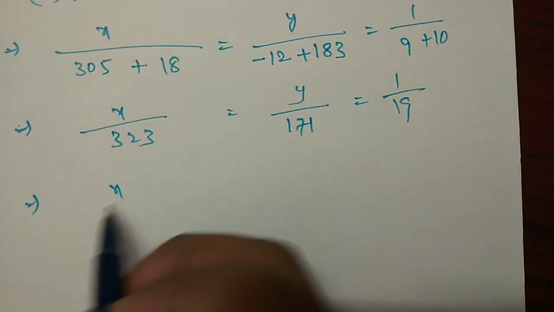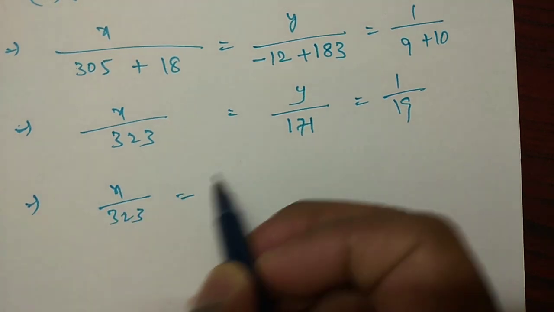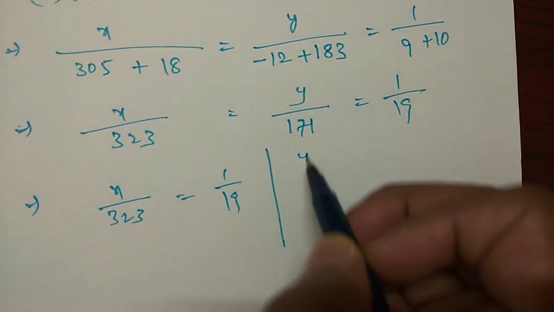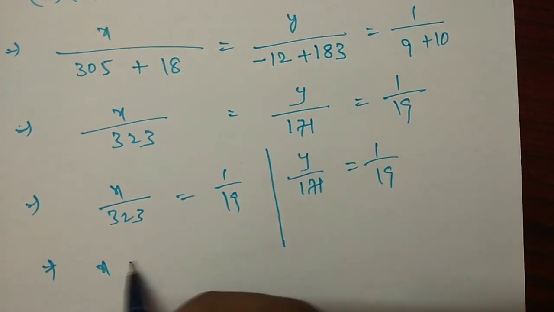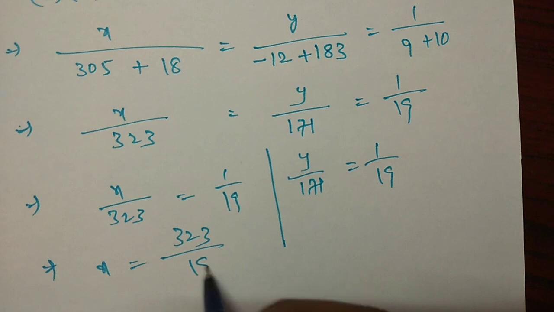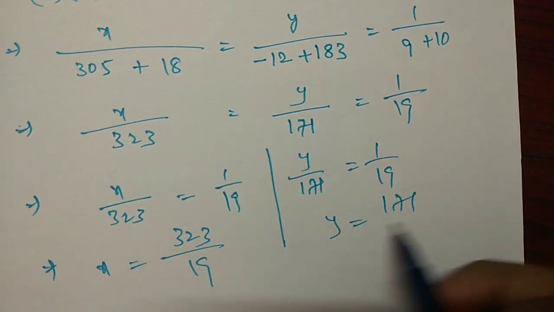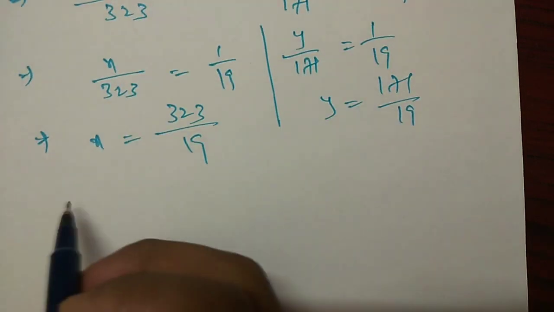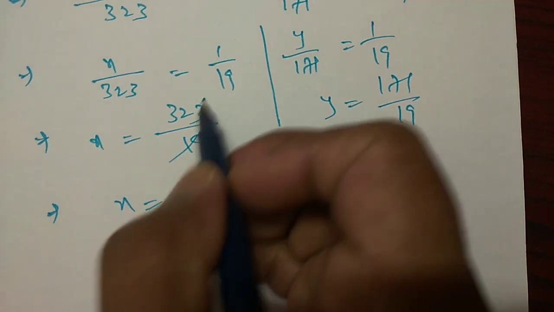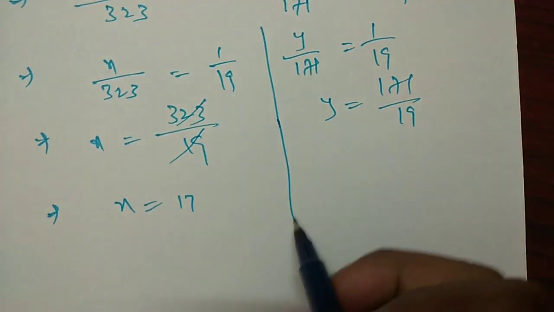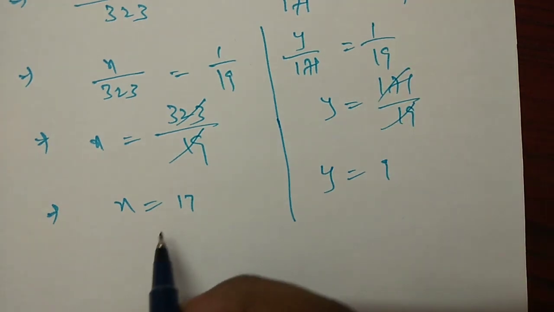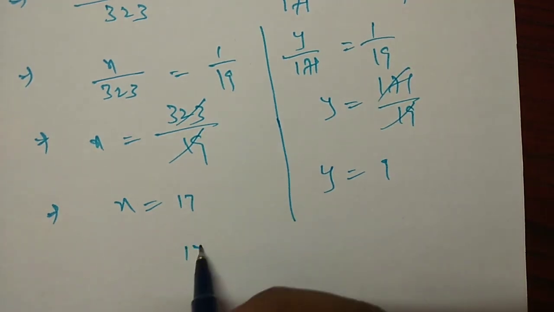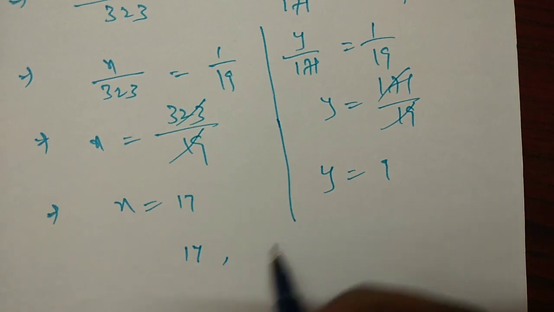That implies x by 323 equal to 1 by 19 and y by 171 equal to 1 by 19. So x equal to 323 by 19 and y equal to 171 by 19. So x equal to, this is 19 17s, and y equal to 19 9s. Therefore, the length of the rectangle is 17 units and the breadth of the rectangle is 9 units.